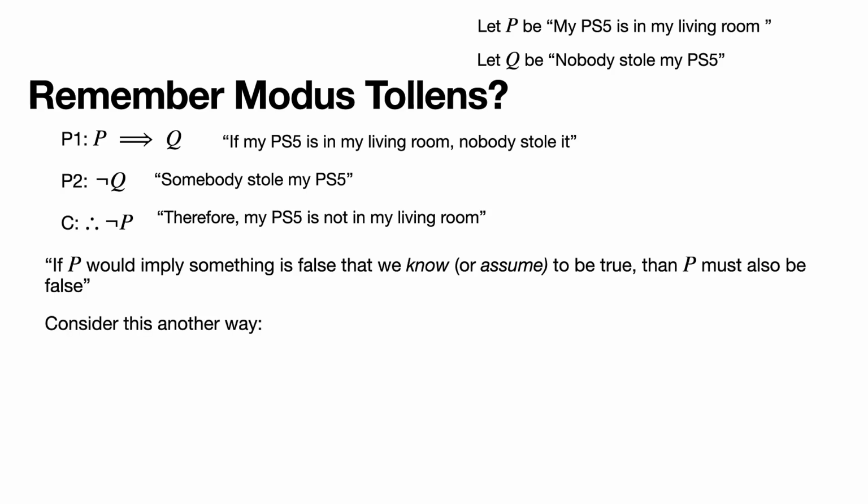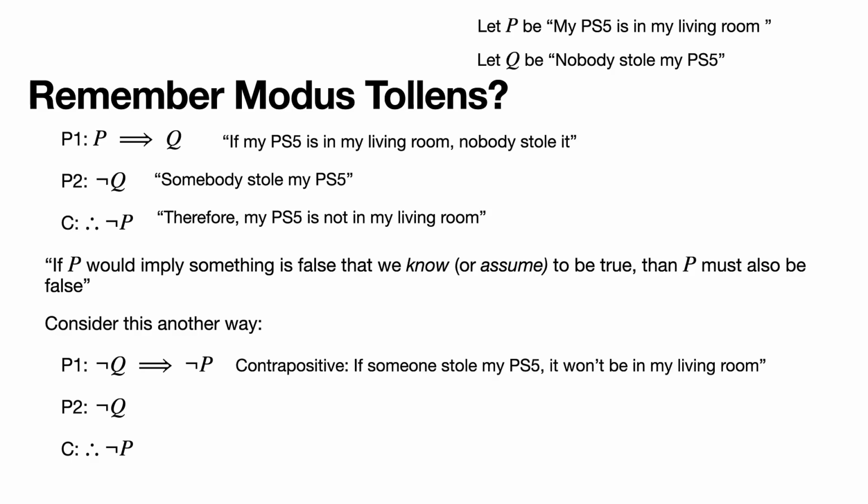But consider this another way. Suppose I started with premise 1, which was the contrapositive we've been talking about. Not Q implies not P, not Q, therefore not P. This would be like saying, if someone stole my PS5, it won't be in my living room. Somebody stole my PS5, and therefore my PS5 is not in my living room. And what this shows is that if you take modus tollens and you swap out premise 1 for the contrapositive, it actually becomes modus ponens. It just becomes modus ponens with negated premises.